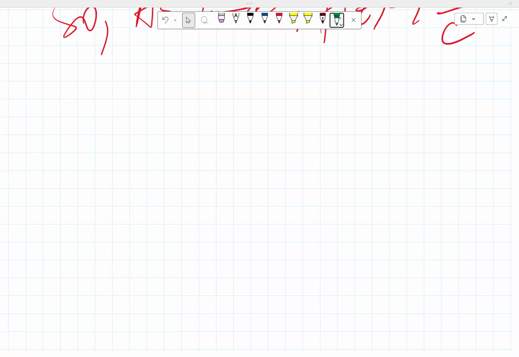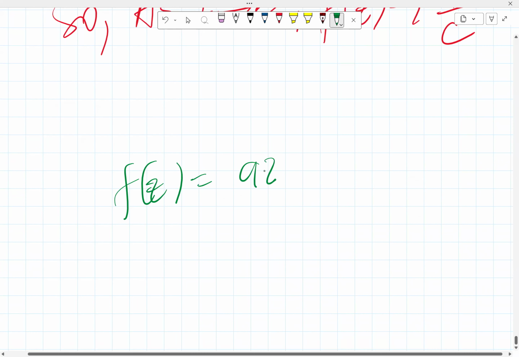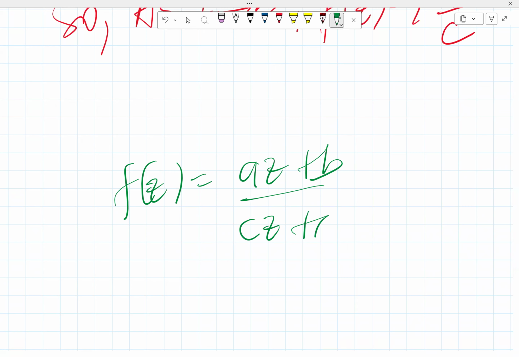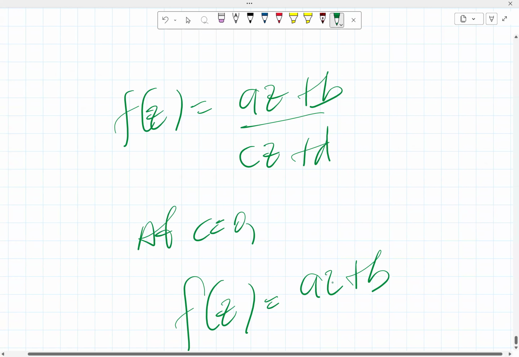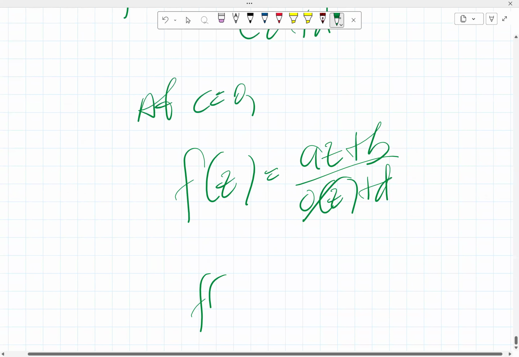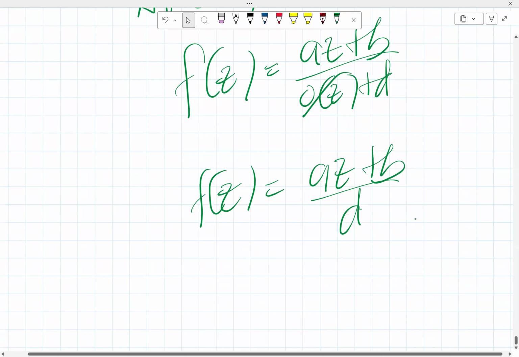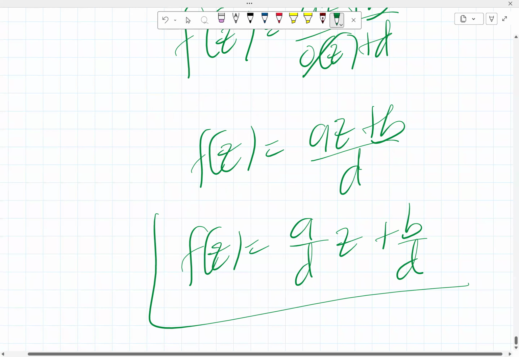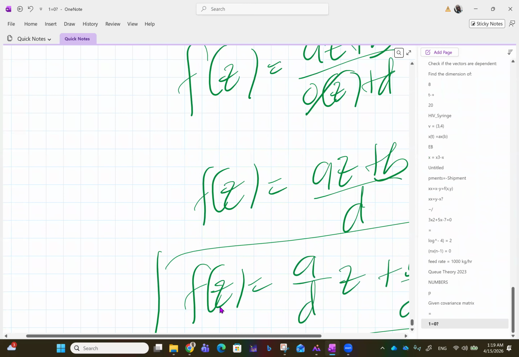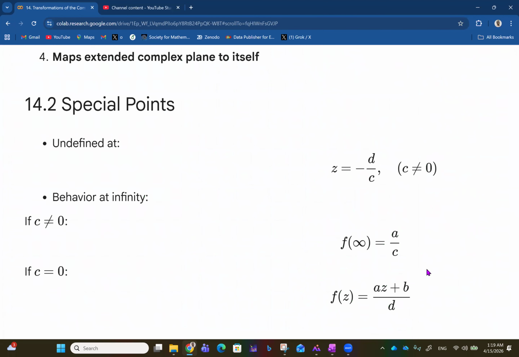We have f of z equals az plus b over cz plus d. So, of course, easily at c equals 0, we just have f of z equals az plus b all over 0 times z plus d. So this is simply 0. So f of z is just az plus b all over d, if you like. And then we can tidy that up if you are very finicky like me. So a over d z plus b over d. That's what we have in the case where c is equal to 0. So those are some special points to note for Möbius transformation.